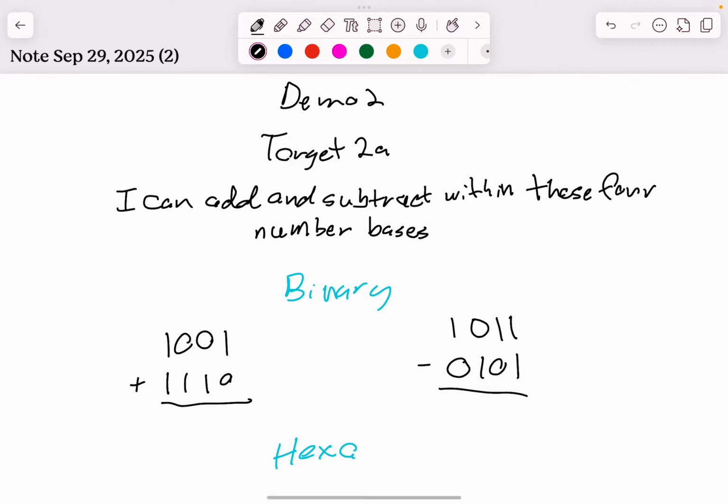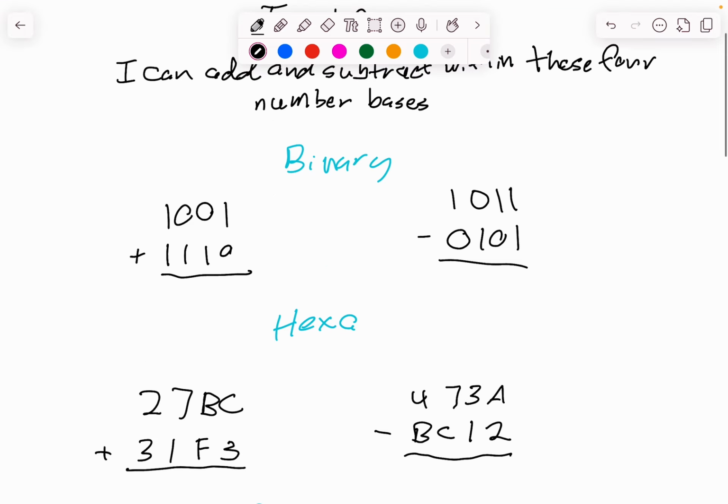Alright, welcome to my Demo 2 video. For Demo 2, we're going to focus on Target 2A, which is: I can add and subtract with these four number bases. The first one we're going to start off with is binary.